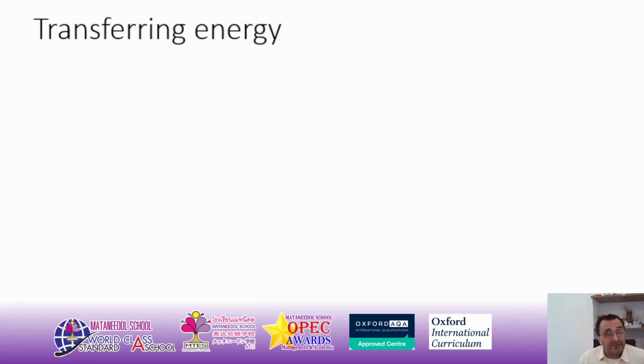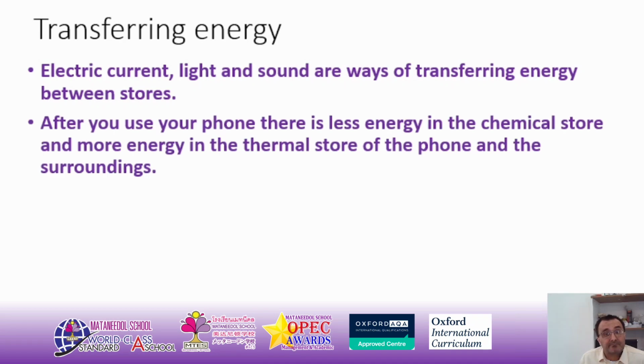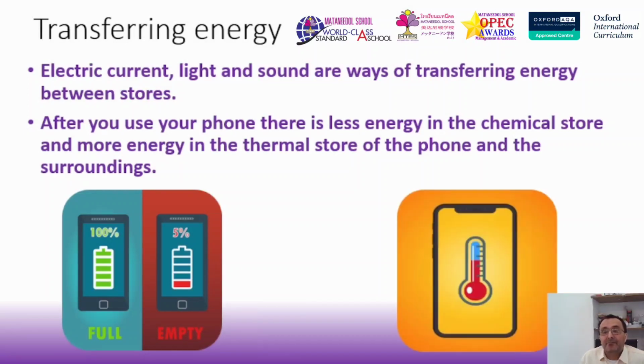Okay, transferring energy. Electric current, light and sound are ways of transferring energy between stores. When we use our phone, there's less energy in the chemical store in the battery, and the phone will get hot, and some of the air around the phone is going to get hot. Full battery in the phone, empty battery in the phone, and if we're using our phone too much, it's going to get hot.